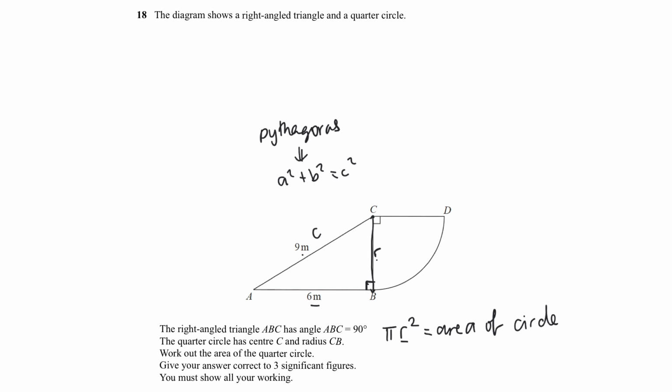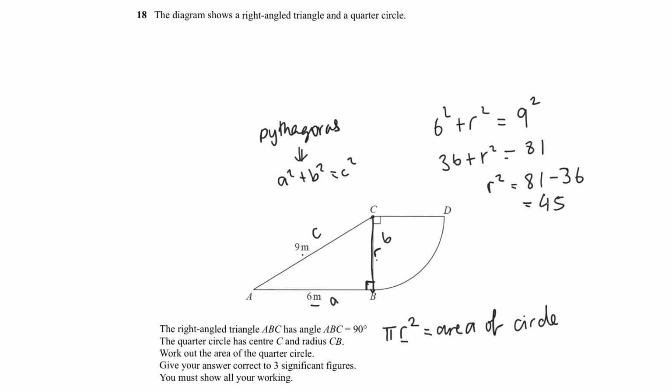C is always the line that's opposite the right angle, and a and b, it doesn't matter where they are. So we can now rewrite this as 6 squared plus r squared, because that's our radius, is equal to 9 squared. So 36 plus r squared is equal to 81. Rearrange this, so r squared is equal to 81 minus 36. And if we put that into our calculator, that should leave us with an answer of 45. So now we know that r squared is 45.